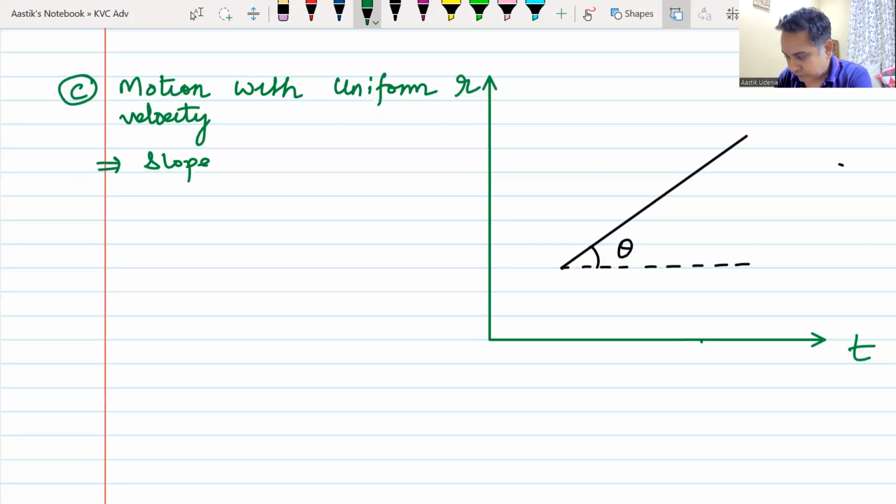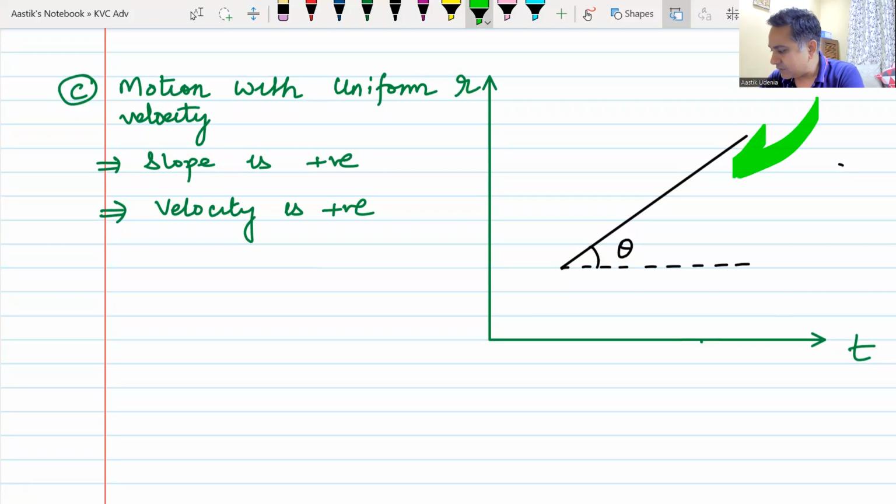Slope is positive, therefore the velocity is positive. Do we understand this graph? Slope is positive, velocity is positive, and this is motion with uniform velocity. Do we understand this? Yes or no? I hope everyone is drawing this. Everyone is drawing this? Yes or no?